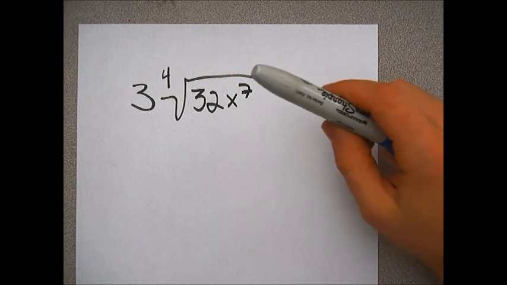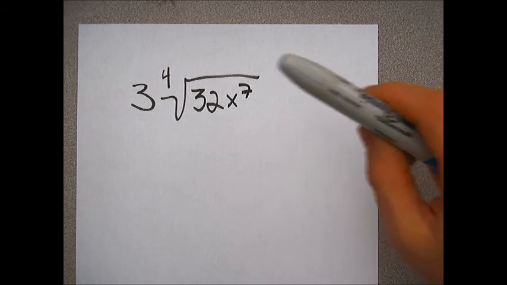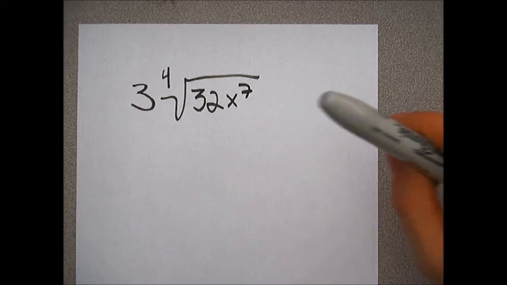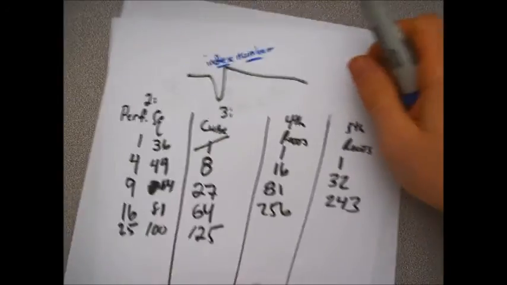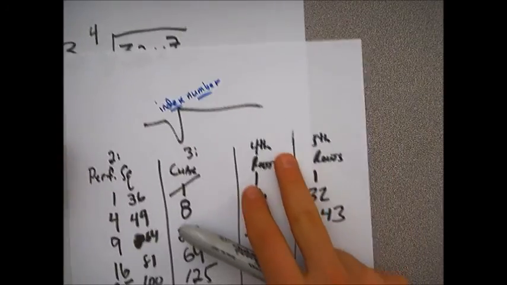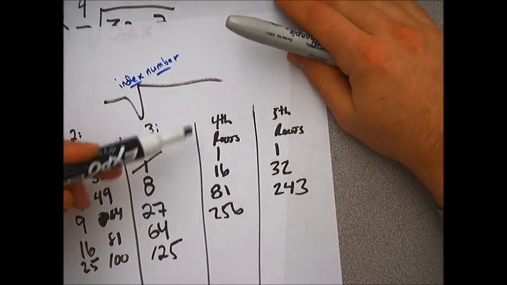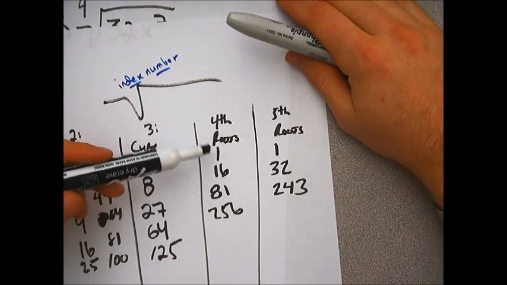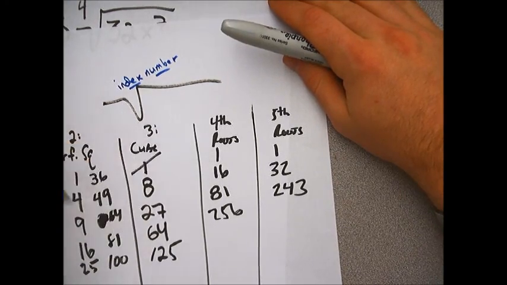So again, I want to pull back up my perfect root list right here. And I say, what's my index number? It's a 4. So I want to look at my fourth roots. Which fourth root goes evenly into 32? 1, again, we said we're not interested in.